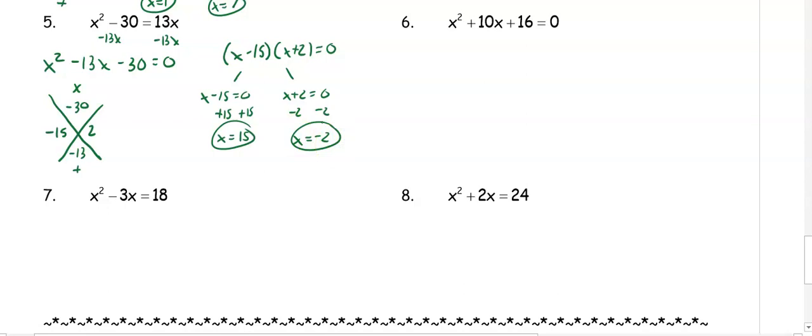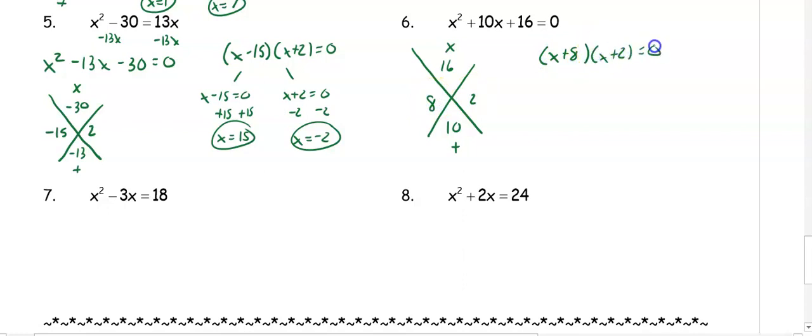In number 6, this is already equal to 0. So we are going to multiply to 16 and add to 10. So we want two positive numbers. That's going to be 8 and 2. So we have x plus 8 and x plus 2 equals 0.